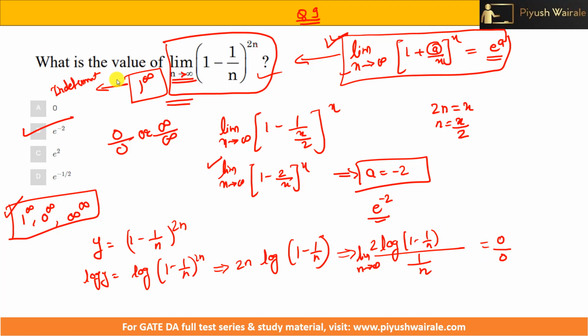So I have converted this 1 to the power infinity into 0 by 0 form, and now you can apply L'Hospital rule. Take the derivative of the denominator and numerator respectively, right? That's it, same thing we have to do. But a better way is to remember this particular property. Otherwise, it will take a lot of time to solve this type of question. If you know the property, you can save your time. Otherwise, this is a conventional method.